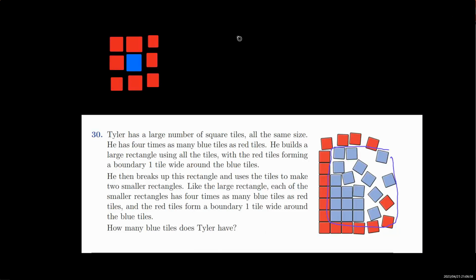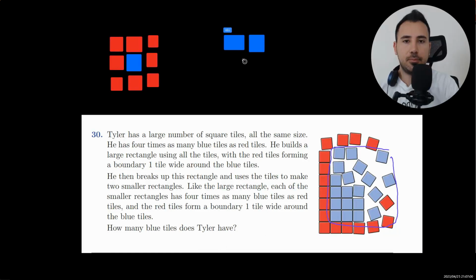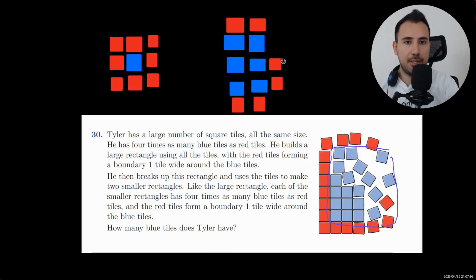For example, what if we have 6 blues like this? How many reds do we need? Okay, so we need 2 reds here, 2 reds here, so 2 times 2 of those 2s. And 2 of these 3s, 3 here and 3 here. So how many more do we need? 1, 2, 3, 4 for the corners. Okay, now we could turn this into a formula.